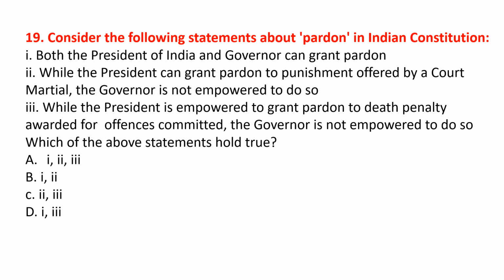Consider the following statements about pardon in Indian Constitution. Let us see the statement one by one. Both the President of India and Governor can grant pardon. This is correct. While the President can grant pardon to punishment offered by a court martial, the Governor is not empowered to do so. This is also correct. While the President is empowered to grant pardon to death penalty awarded for offences committed, the Governor is not empowered to do so. This is also correct. So the correct option is option A.